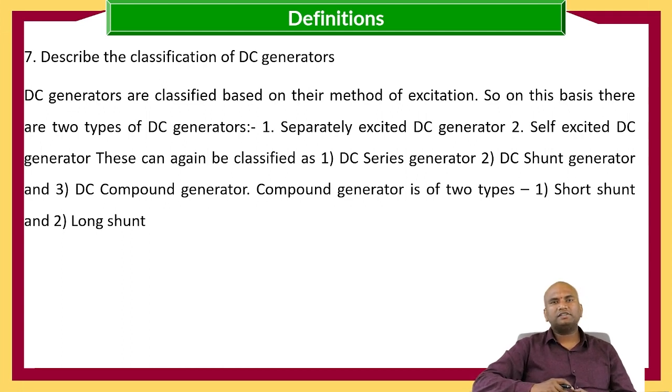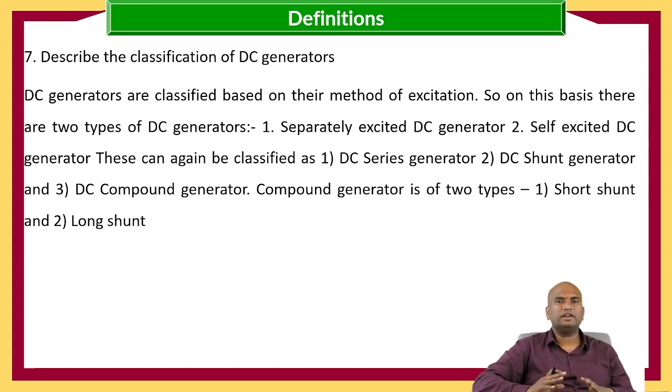DC generators are basically classified based on how the field winding is connected. The field can be connected in two ways. One is separately, where we give supply to the field winding. Another is by connecting the field winding to the armature, and the armature itself serves the current for the field winding in different formats. That is called a self excited generator.